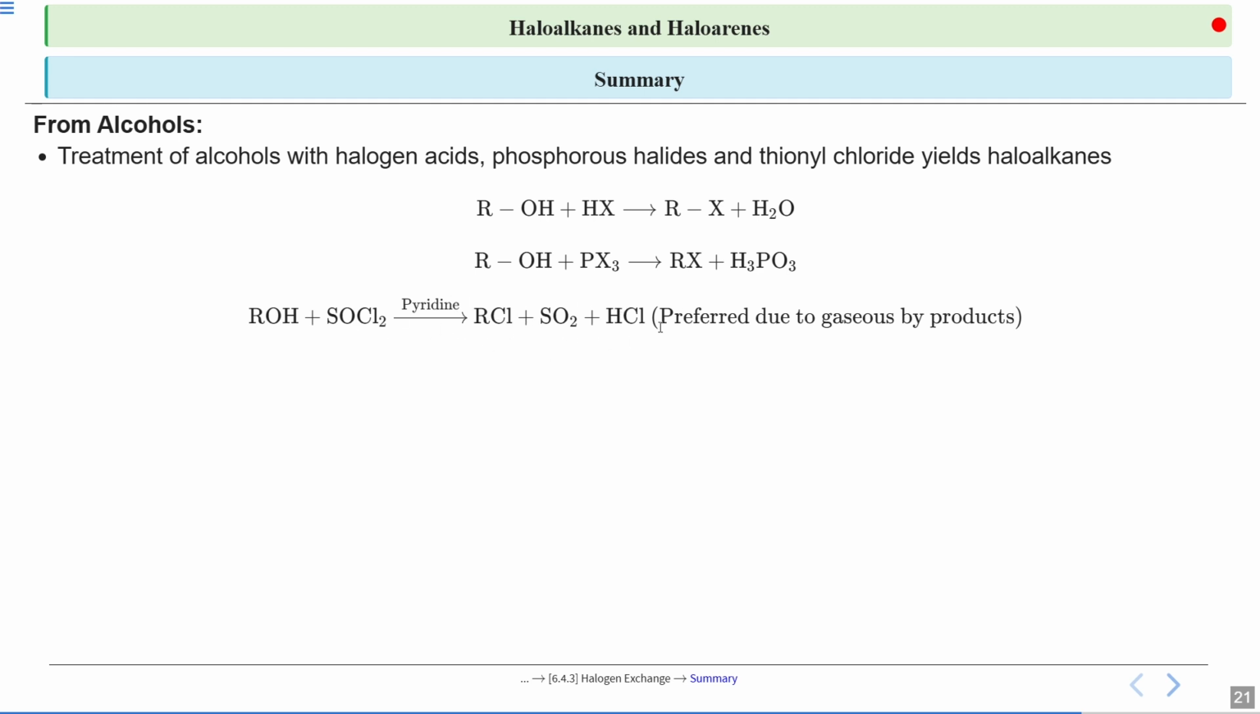This is the preferred method for the preparation of alkyl chloride, because the byproducts, SO2 and HCl, are gases which escape from the reaction mixture, leaving only the pure alkyl chloride. As for the reactivity of halogen acids, hydrogen iodide is the most reactive, then HBr, and then HCl is the least reactive. That's why HCl needs zinc chloride as a catalyst when it reacts with alcohols.